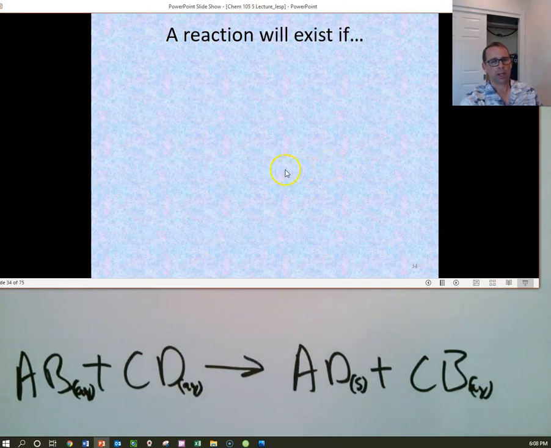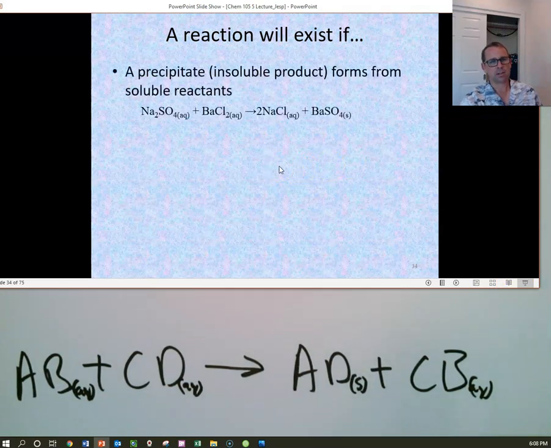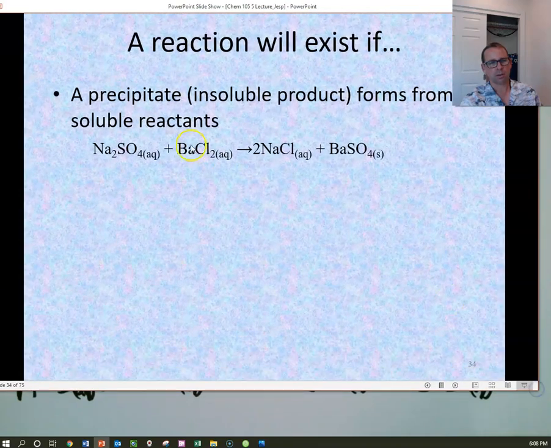Here's an example: sodium sulfate and barium chloride combined together, and the products are sodium chloride and barium sulfate. See how the cation here goes with the anion there. And because barium sulfate is insoluble, this is a precipitate reaction.